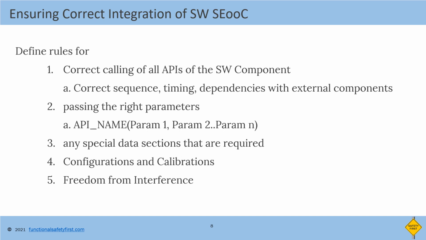Number 4 is clearly describing the configurations and calibrations involved in the software component. Incorrectly configuring the software component is not in the hands of the SEooC, but for sure it will fail when it is configured wrongly. Number 5 is defining rules for freedom from interference. So the SEooC must not be interfered by a lower SL component in terms of timing, memory, or communication. So additional measures must be placed in the safety manual for the system to implement these safety mechanisms to achieve the FFI for the SEooC.